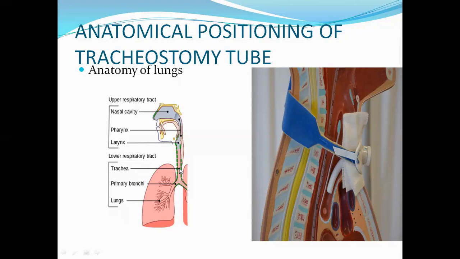After introducing the tracheostomy tube, when the secretions come out, or we have to clean that area, we have to do suctioning. Then after that, in the lower respiratory tract, there are the primary bronchi, and then the lungs. So this is about the anatomical positioning of the tracheostomy tube.